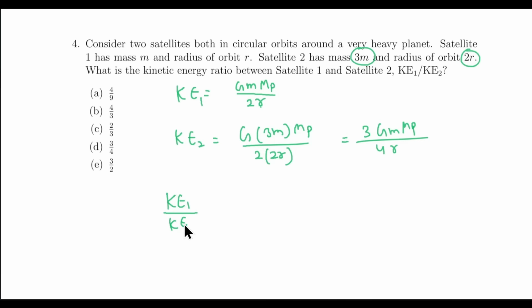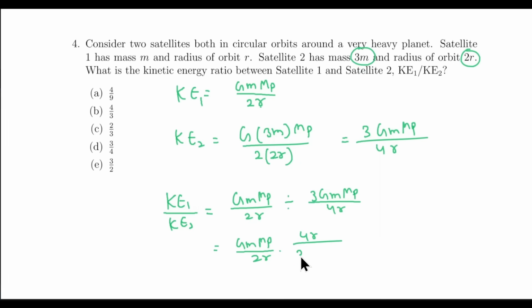So KE1 divided by KE2 can be written as GMMP over 2R divided by 3GMMP over 4R. Keep change flip. So GMMP over 2R times 4R over 3GMMP. GMMP, R and R is gone. So I'm left with 4 over 6, which is 2 over 3, which should be option C.